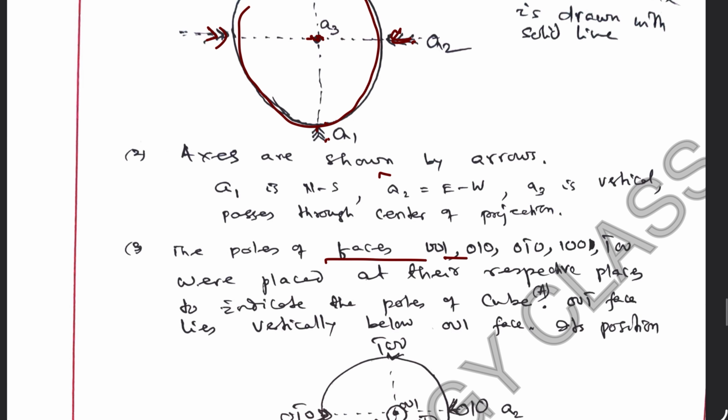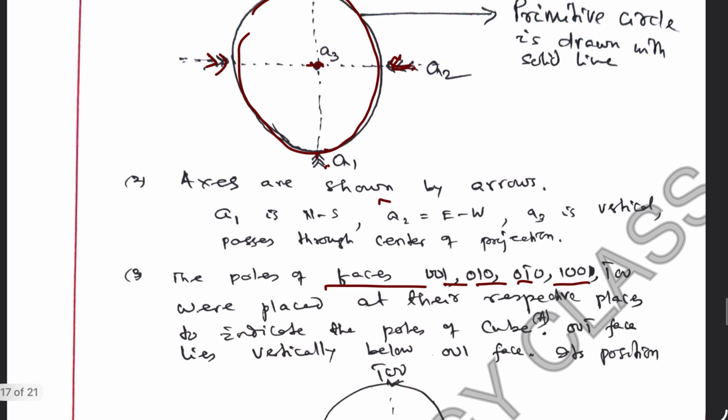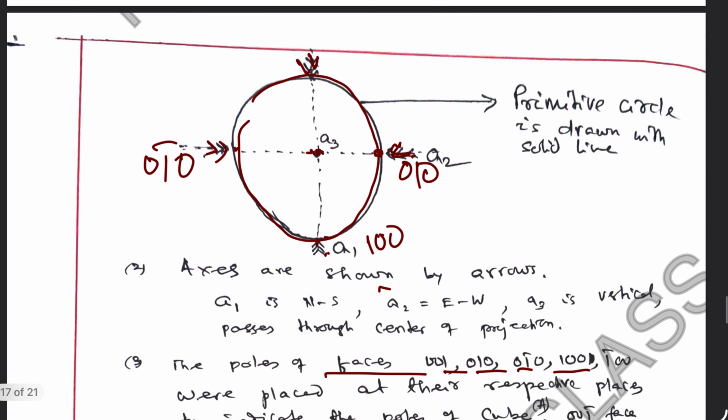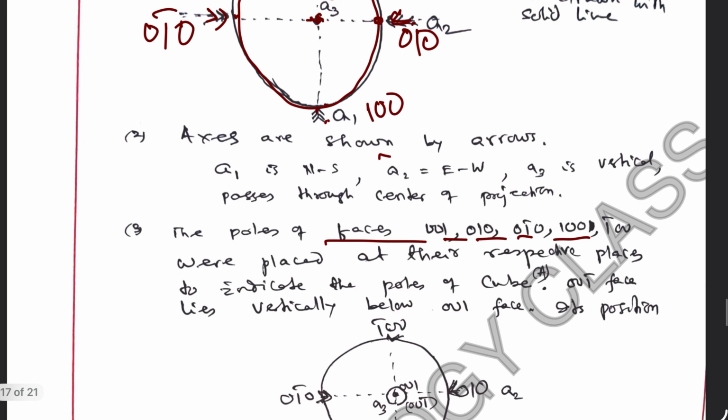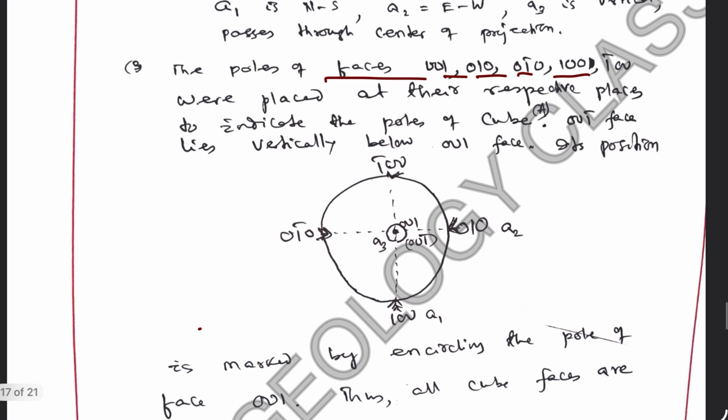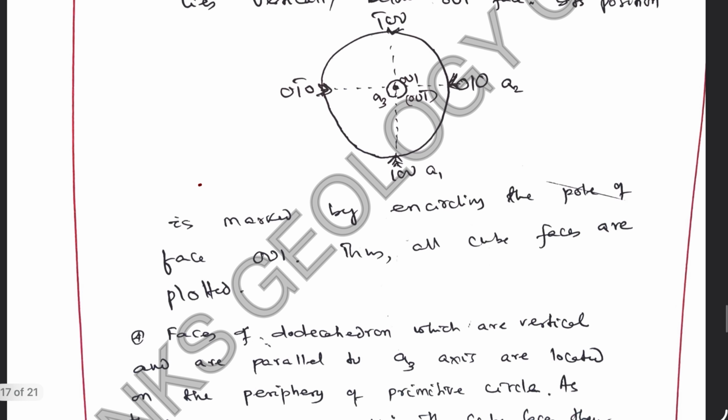The poles of these faces, these are the vertical faces. They are parallel. The vertical faces are located on this primitive circle. So this is for the 0 1 0 face. This is for the 0 1 bar 0 face. This is for the 1 0 0 face. This is for the 1 bar 0 0 face, and this is for the top face, which is coming at the center. This is the 0 0 1 face. So all these are the faces of the cube. They have been transferred to this equatorial plane.